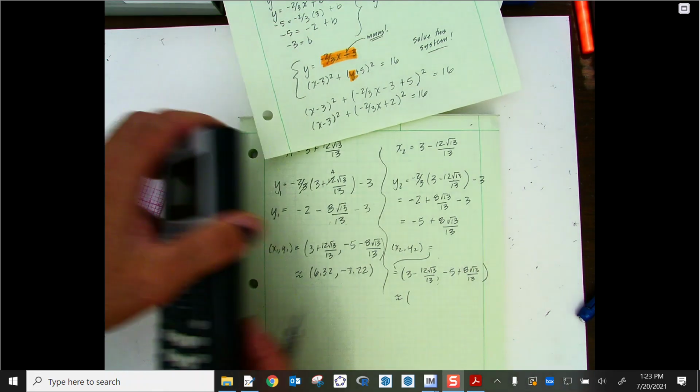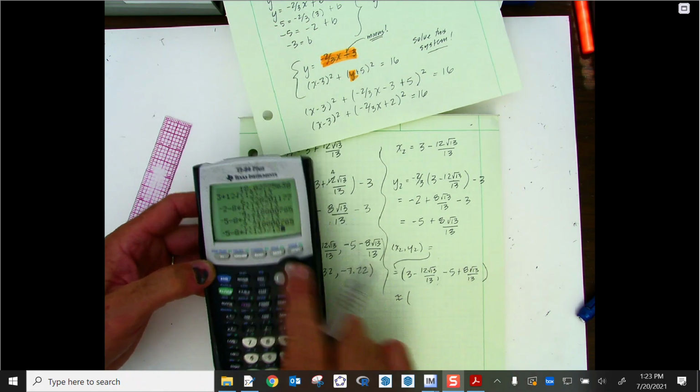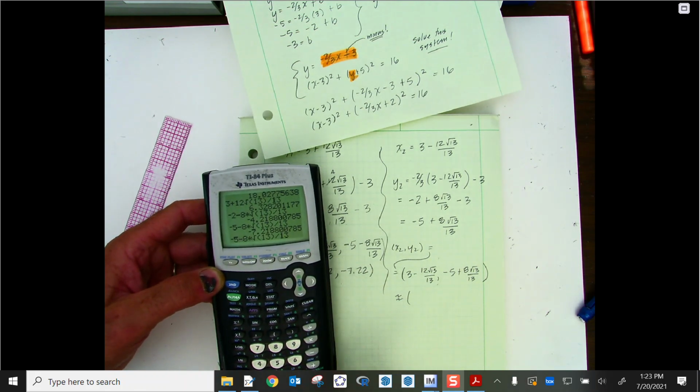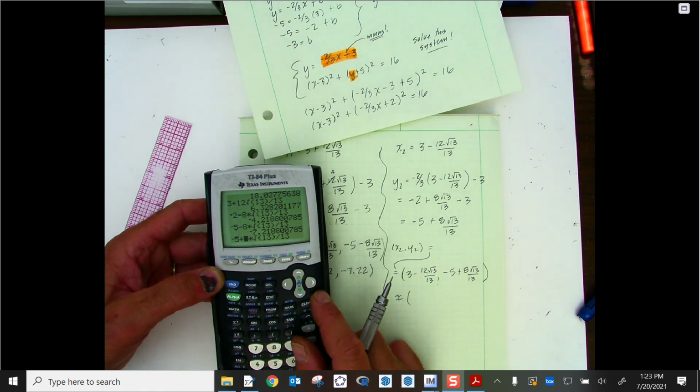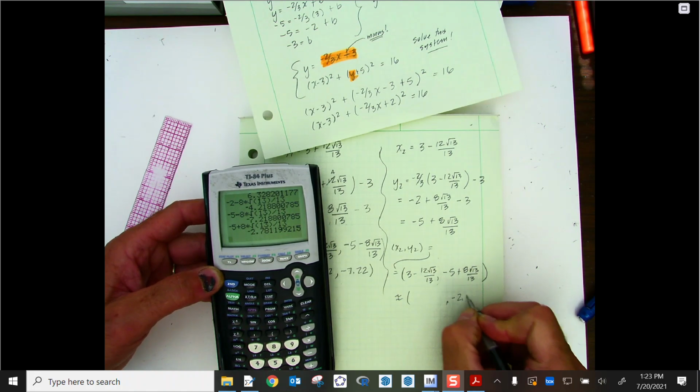So let's go ahead and do this. Since I have the entry for the y sitting on my calculator screen, I'm going to re-enter it using entry, change that to a plus. So -5 plus 8 root 13 over 13. So this is -2.78.